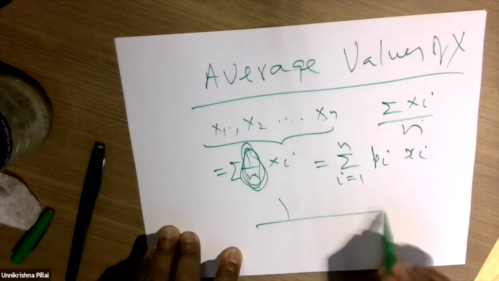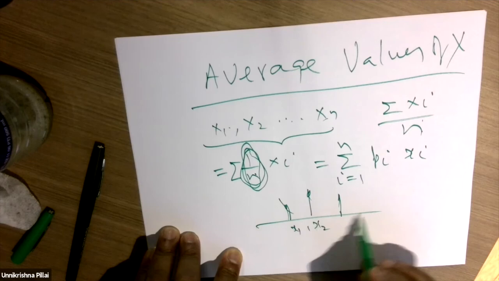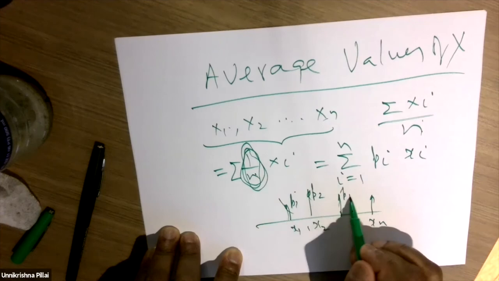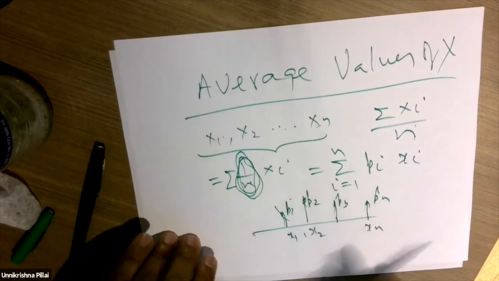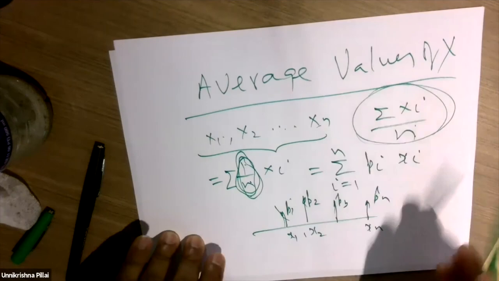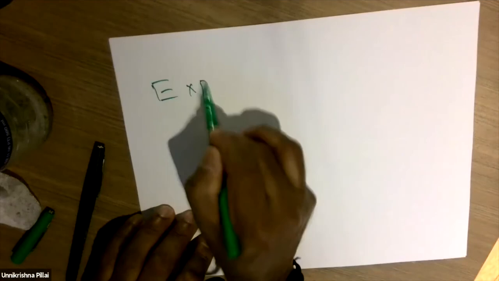So if you have x1, x2, etc., xn, with different probabilities p1, p2, p3, pn, then this is the average value. So we'll make this definition. Of course, if all these probabilities are equal to 1 over n, that's the ordinary sample average, right? It's the average of the sample values.